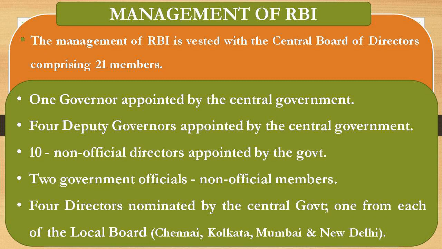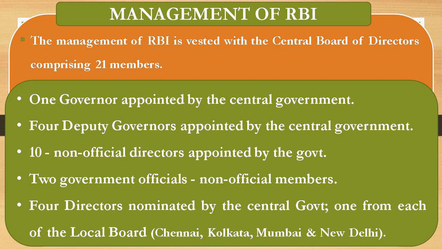each local board, that is 4 directors nominated by the central government, 1 from each of the local board. Central bank has 4 local boards. Adinde head office varunathu local board il varu, one Chennai ilana, second one located at Kolkata, third one in Mumbai, and fourth one in New Delhi. Please understand, RBI has 4 local boards, that is headquartered at Chennai, Kolkata, Mumbai, and New Delhi. So 4 directors, that is also nominated by the central government, 1 from Chennai and another from Kolkata, 3rd from Mumbai, and 4th one from New Delhi.